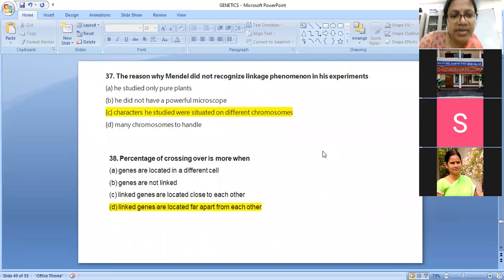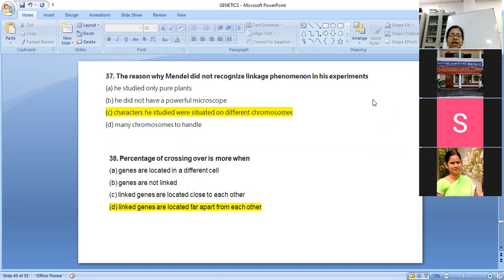Now, the reason why Mendel did not recognize linkage phenomena in his experiments. There was no link concept in case of Mendel's experiment. And what could be the probable reason for this? He studied only pure plants.